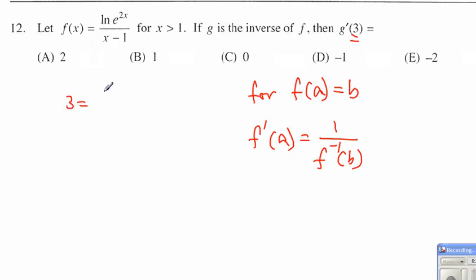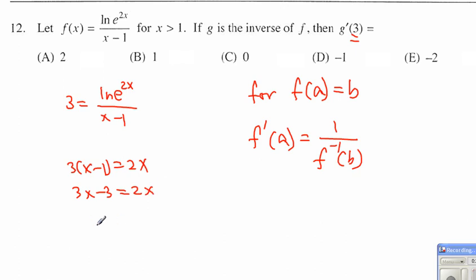So in fact 3 is equal to ln of e to the 2x over x minus 1. Now if you simplify this one, we get 3 times x minus 1 is equal to ln and e basically cancels out. We have 2x. Now then we have 3x minus 3 equals 2x. And we will realize that x is equal to 3. Now, then in fact we are looking at 3 and 3. So even here we just have to get the derivative of f prime of 3, and then we just have to get the reciprocal of it.